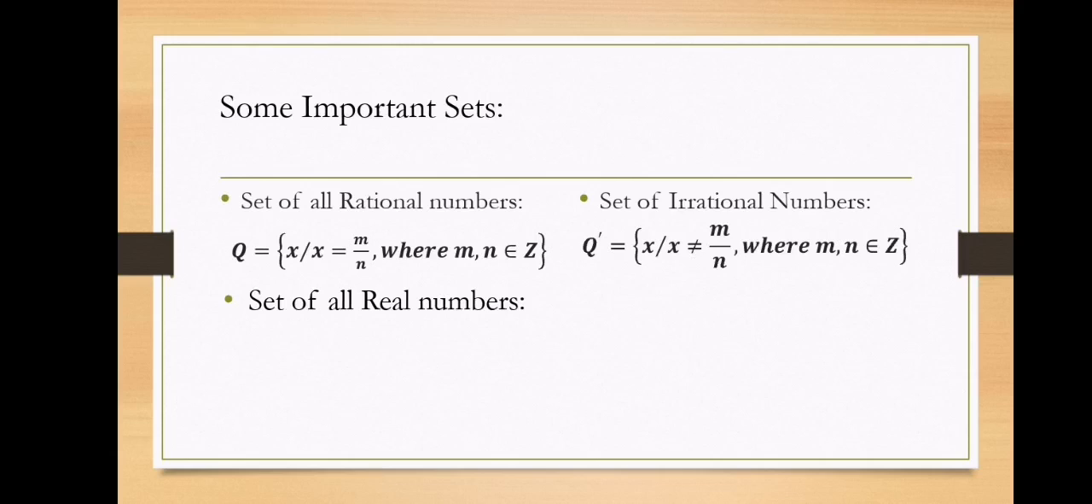The set of irrational numbers is denoted by Q dash, and it can be defined as x such that x is not equal to m by n, which means those numbers which cannot be written in the form of a fraction. Now this thing comes into our mind whenever we look at the definition of irrational numbers: which are those numbers which cannot be written in the form of m by n?